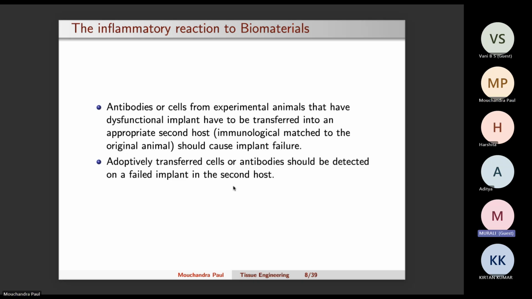So by doing this experiment, what will we come to know, ma'am? We'll come to know the reason because of which our implant has failed. Okay, ma'am. So if we want to give the answer that due to the presence of this particular antibody or this immune cell, our device or implant has failed, then we have to do this experiment to prove that statement.